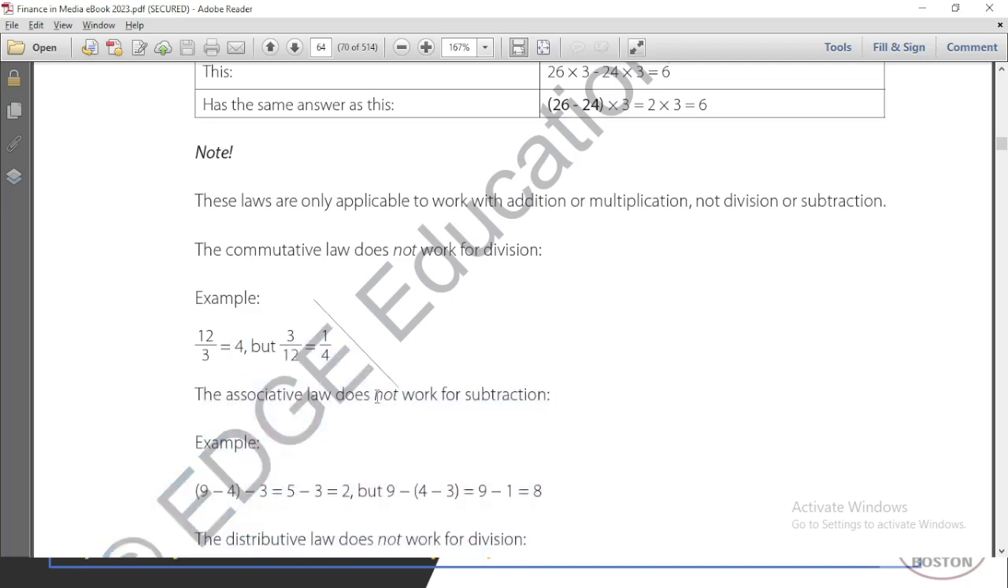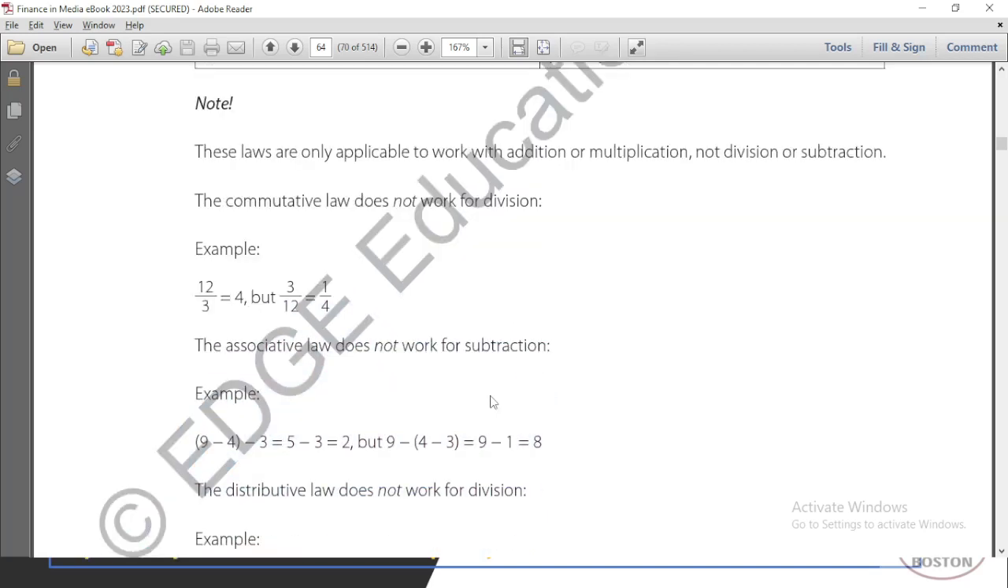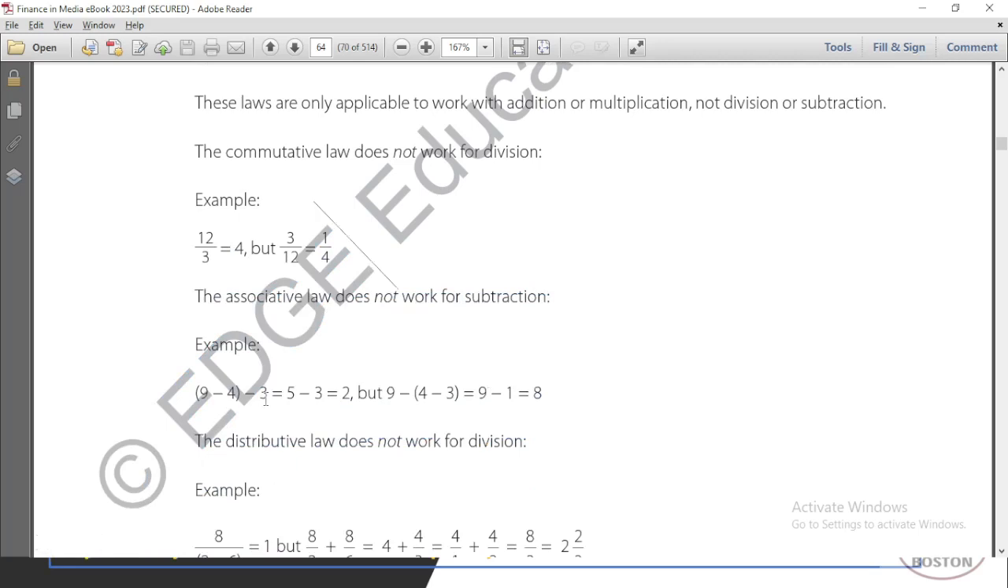And then the associative law does not work for subtraction. If you have one number that is positive within the brackets, and then you say 9 minus 4 outside brackets minus 3, you will not get the exact same answer even if you switch them around. Only if the numbers are negative, we assume they are all being added together, meaning that we are actually doing addition. It doesn't work for subtraction.